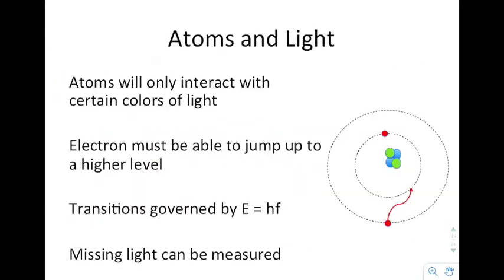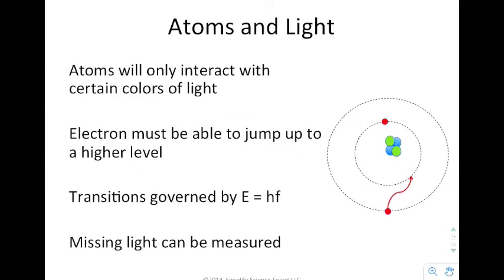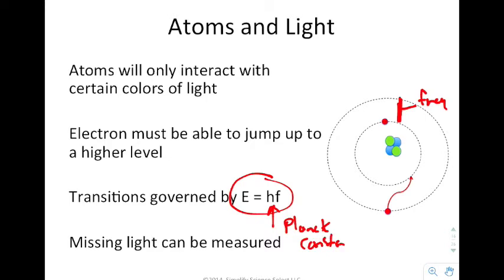Instead, what we do is we use something that we learned earlier this year: the fact that atoms will only interact with certain colors of light. In fact, whenever you have an atom, for it to absorb light, it has to absorb the exact frequency that will allow the electron to transition to a higher level. And we studied earlier this year that that energy is equal to hf, where h is Planck's constant and f is the frequency. And these things have to be very, very specific.